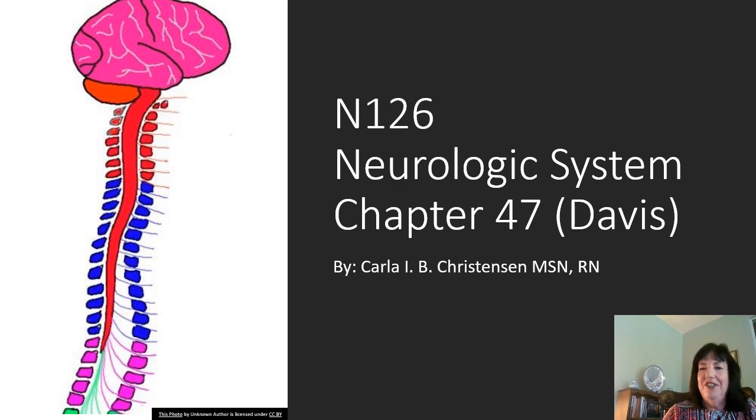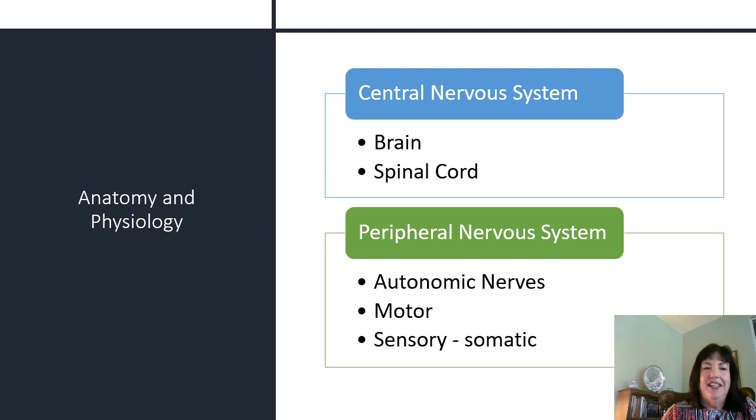We're looking at the neurological system. And the neurological system has two main parts. One is the central nervous system, the other is the peripheral nervous system. The central nervous system is made up of the brain, the spinal cord, and we might also add that we know there's cerebral spinal fluid that is circulating throughout the brain and spinal cord.